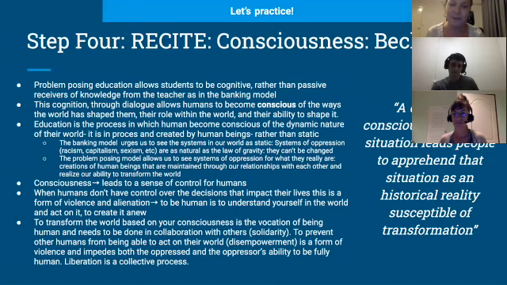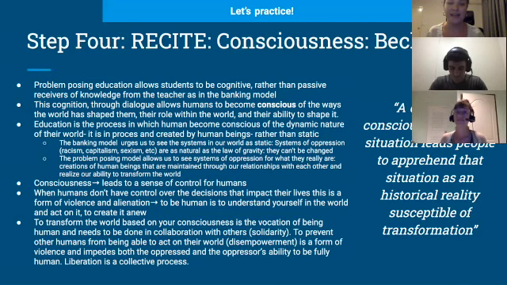And to transform the world based on your consciousness is the whole point of being human. So this is heady, important stuff for Freire. And it needs to be done in collaboration with others. This is solidarity.